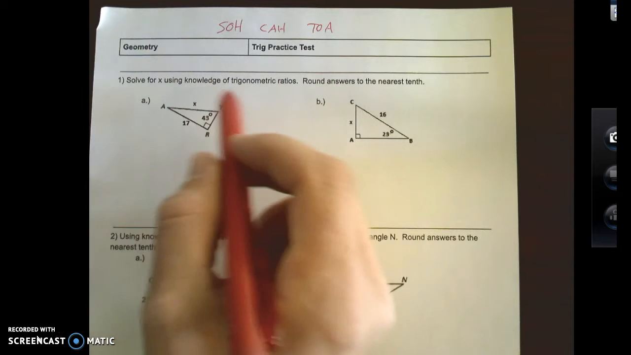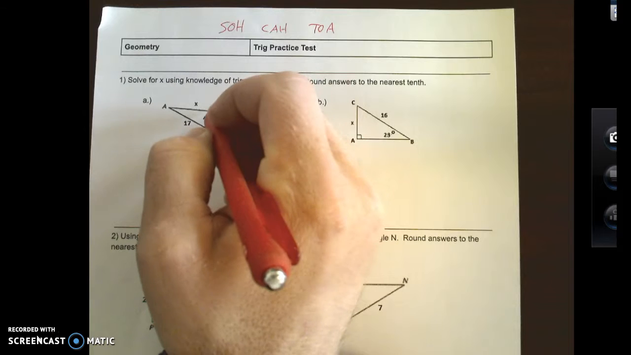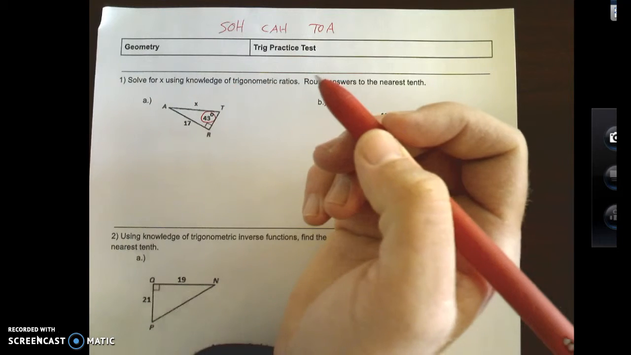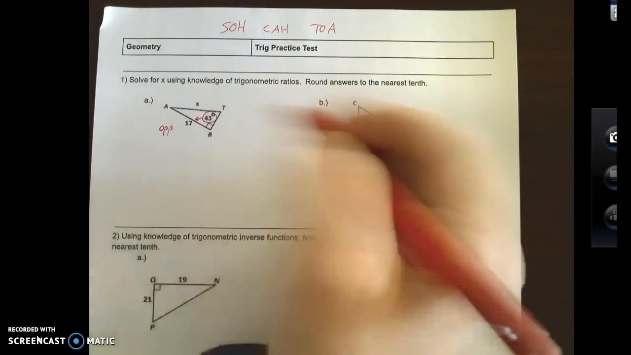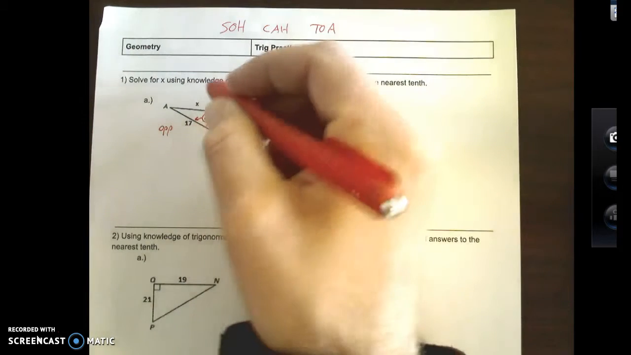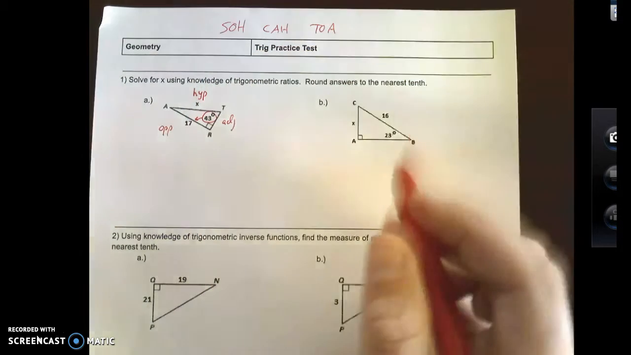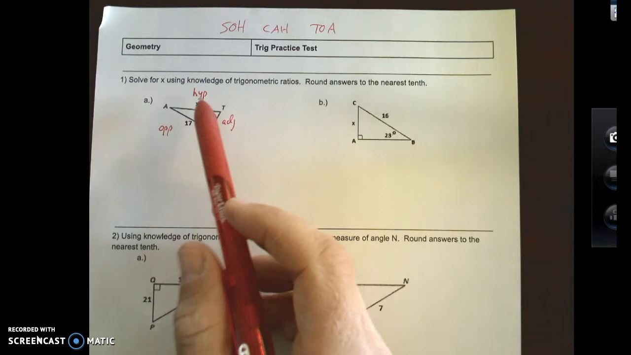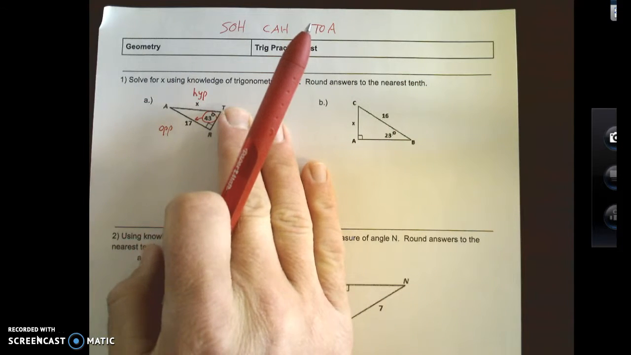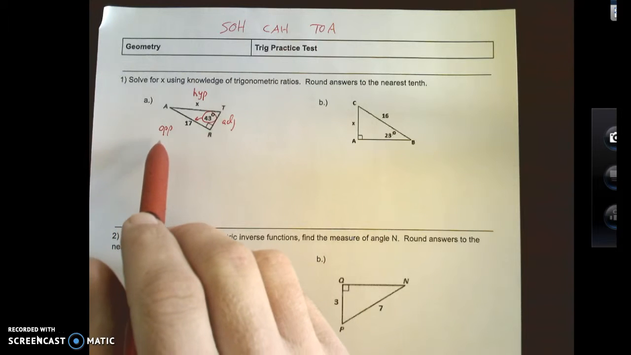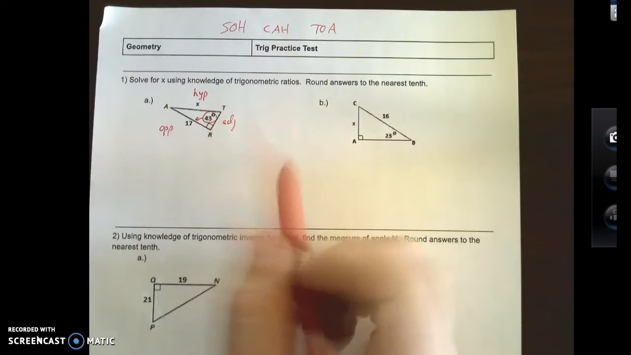You solve for x using knowledge of trig ratios, round to the nearest tenth. I'm trying to find a side. So I'm going to first label or circle my angle. Across from it is opposite. Across my right angle is my hypotenuse, which makes this my adjacent over here. Now, the problem gives me an x and it gives me a 17. I've got nothing on the adjacent, so I'm trying to see which trig ratio uses O and H. Up here, O and H is, bam, sine.